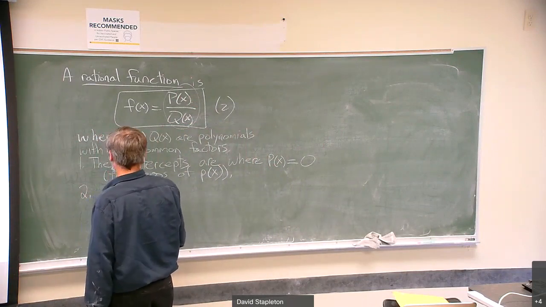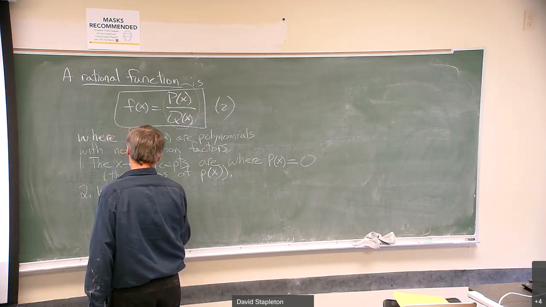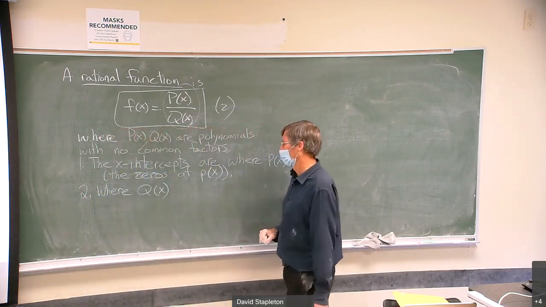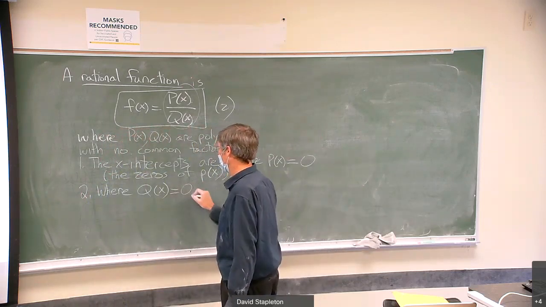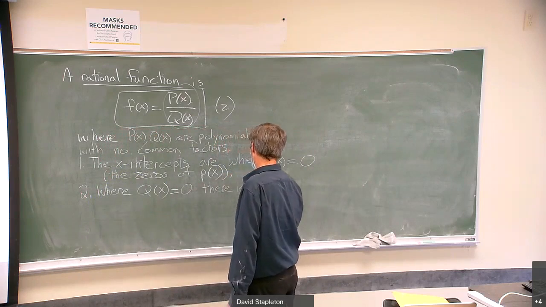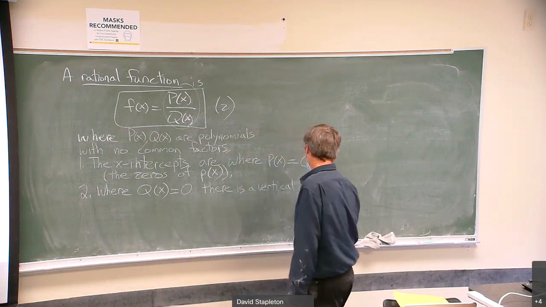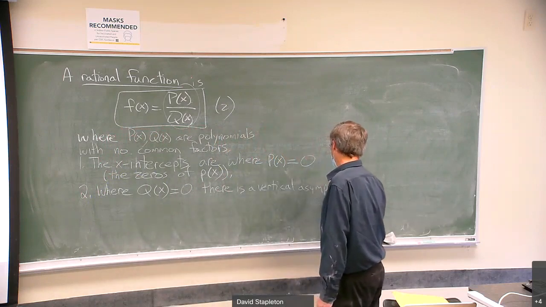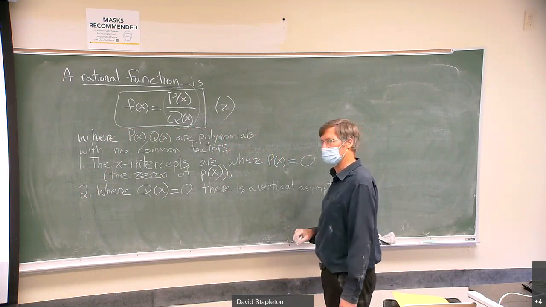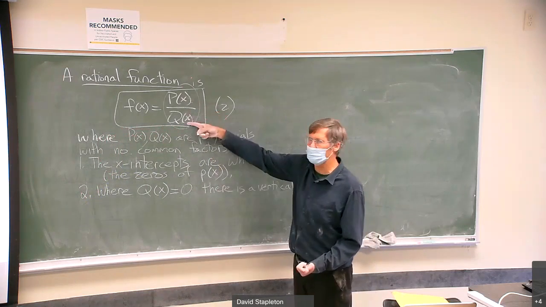You can have vertical asymptotes where q of x equals 0. I'm going to call that a pole. There is a vertical asymptote. You can kind of think why, right? Why would you get a vertical asymptote where q of x is equal to 0? Well, for one thing, it's undefined. You can't divide by 0, right?